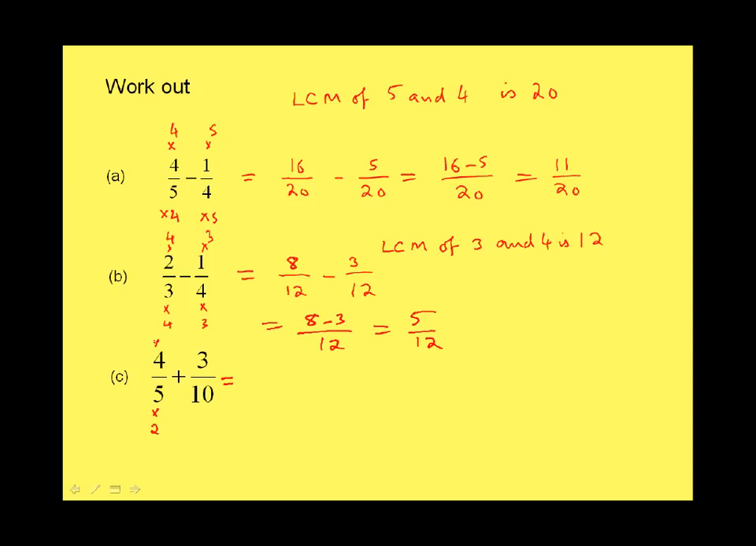Times by 2, times by 2. So we get 11 over 10. This is an improper fraction. Change it to a mixed number. 10 goes into 11 once, remainder 1, and you divide it by 10. Similarly, like 5 divided by 2, 2 going into 5 twice, remainder is 1, then you divide that 1 by 2.